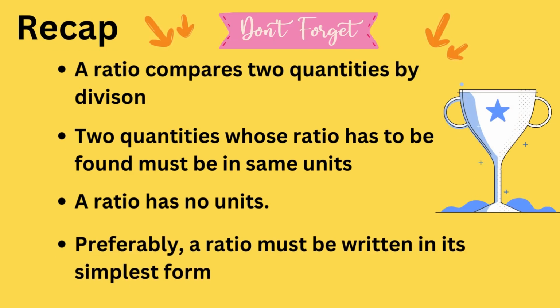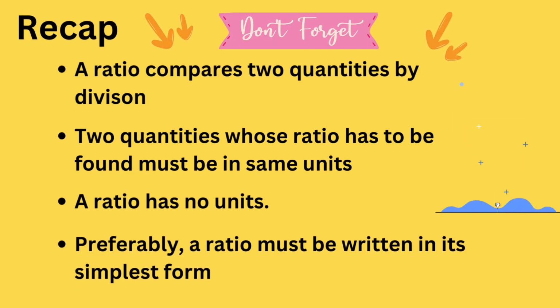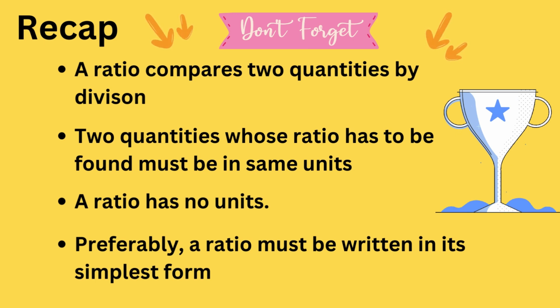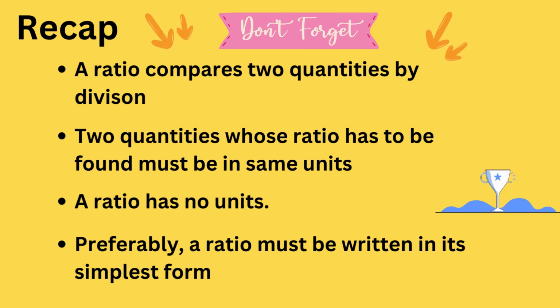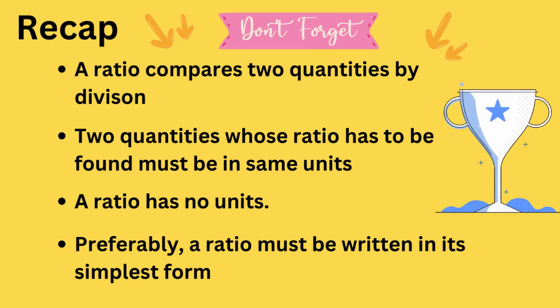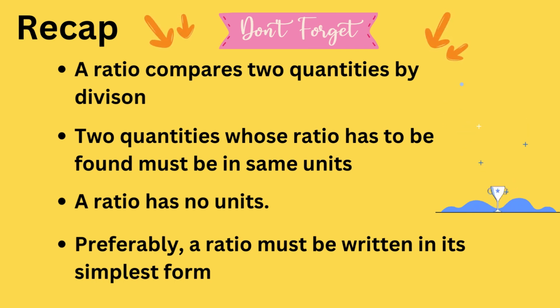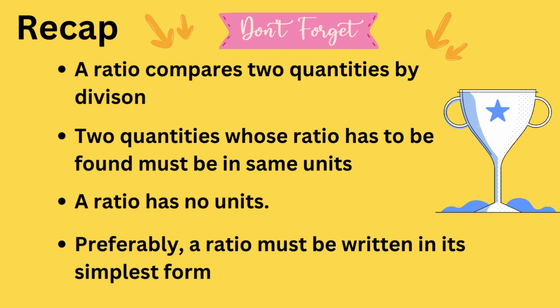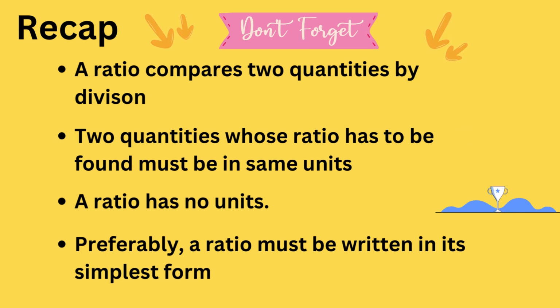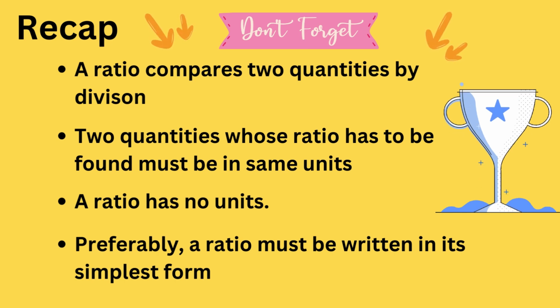Let me quickly summarize what we have learned so far. Ratio is used to compare values. The values which we are comparing should be of same type. For example, we cannot compare weight of a person to the height of another person. We have to compare weight to weight or height to height. Since we are comparing quantities of same unit, ratio has no units. Last but not least, ratio should always be expressed in its simplest form.